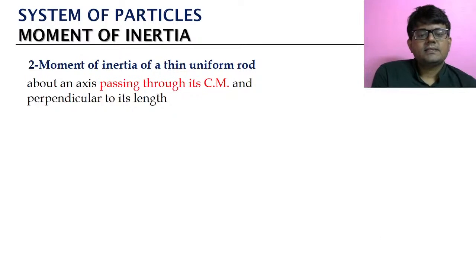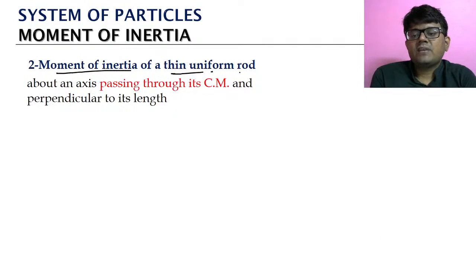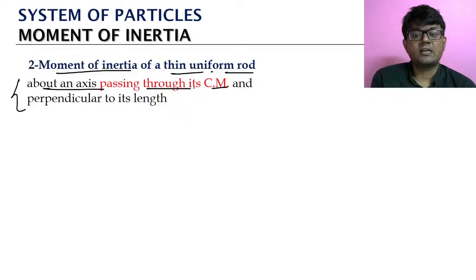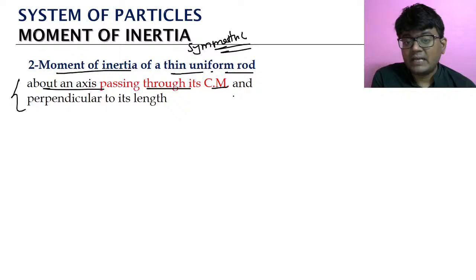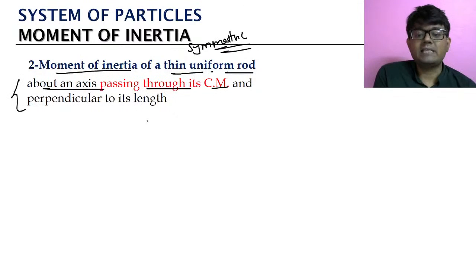Next, see the second scenario. Moment of inertia of the thin uniform rod, same, but here the axis is different. About an axis passing through the center of mass. See, a thin uniform rod is a symmetric uniform object, right? So where will the center of mass be? The geometric center. Okay? So moment of inertia of a thin uniform rod about an axis passing through the center of mass and perpendicular to its length.